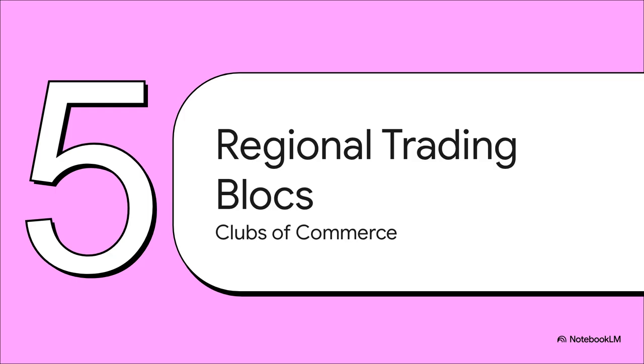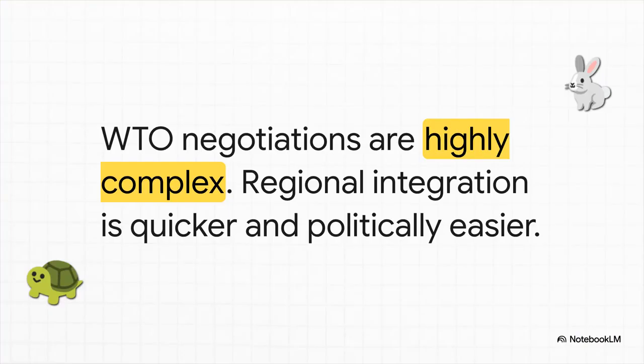Finally, let's jump into Section 5, Regional Trading Blocs, the exclusive clubs of global commerce. So you might be wondering, if free trade is so demonstrably great for creating economies of scale, why don't we just have one big global agreement and be done with it? Well, because getting the entire world to agree through the World Trade Organization is incredibly complex and painstakingly slow. Trying to align the specific, often competing interests of nearly 200 different countries, yeah, it's tough.